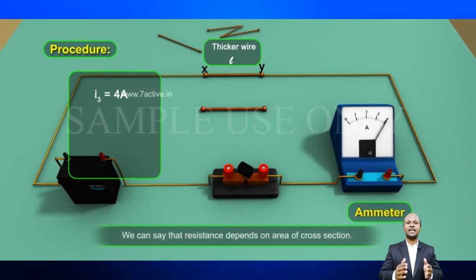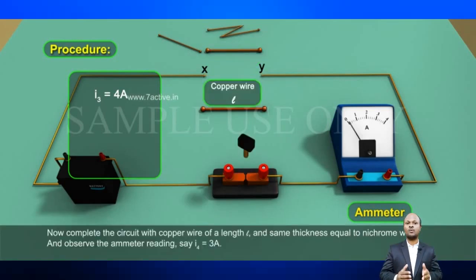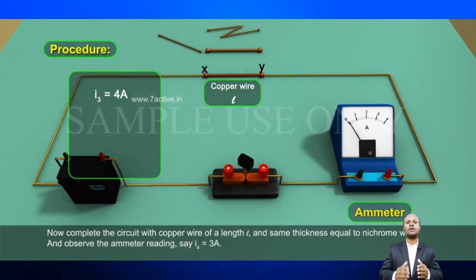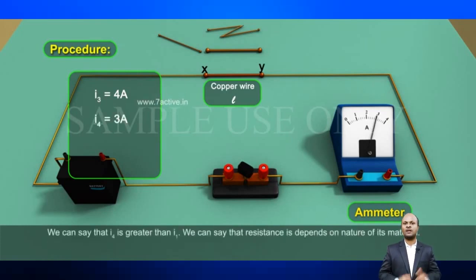Instead of taking a nichrome wire, connect a copper wire in the circuit. Let the wire be of the same length and same area of cross-section as that of the first nichrome wire. Note the value of the current. We have the following observations. We have observed that the ammeter reading decreases to 1/2 when a wire of the same material and twice the length is used in the circuit.